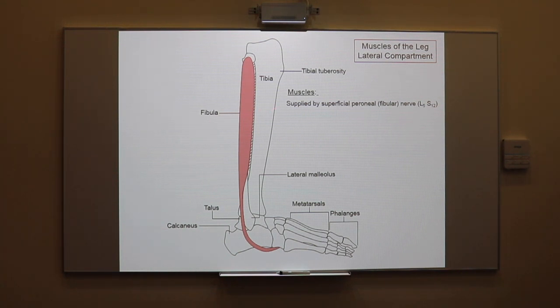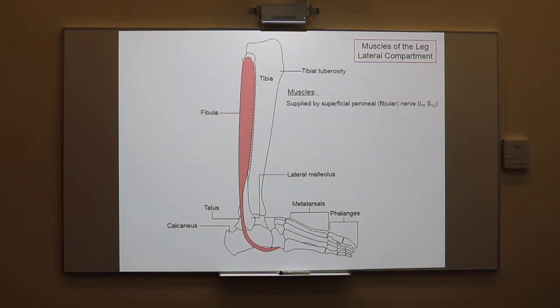So peroneus longus is going to start from the head of the fibula, upper 3/4 of the lateral surface of the fibula, grooves the posterior aspect of the lateral malleolus, then passes above the calcaneal trochlea, then goes under the foot all the way to the medial side where it is attached to the medial cuneiform and to the base of the first metatarsal bone. The action is eversion of the foot.